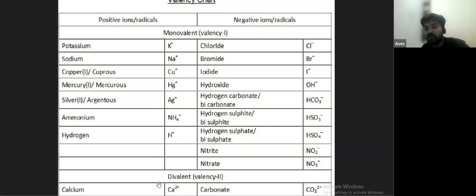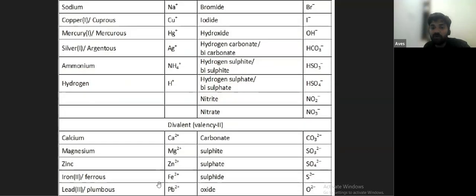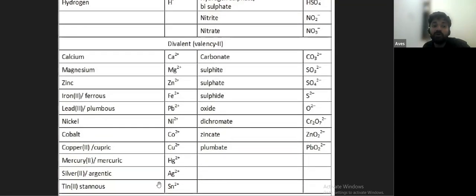Hydrogen carbonate is HCO3, also called bicarbonate. If there is only a minus sign and no number, it means -1 valency. Then hydrogen sulfite HSO3, hydrogen sulfate HSO4, nitrite and nitrate. The difference between nitrite and nitrate is ITE and ATE, and here the difference is NO2 minus and NO3 minus. So it is important that you learn how to write the formula of these compounds, and for this you need to learn this valency.